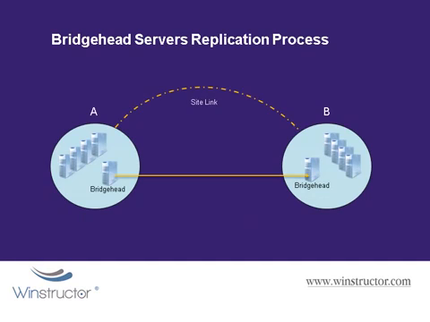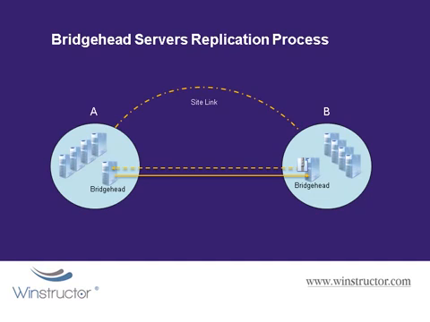Now, Bridgehead servers replicate data in the following way. The Bridgehead server in Site A polls the Bridgehead server in Site B to find out if Site B has any updates. And it'll poll the server in Site B according to the replication frequency that's set out in the Active Directory Sites and Services MMC. Now, if Site B does have updates, it'll send the updates to Site A.